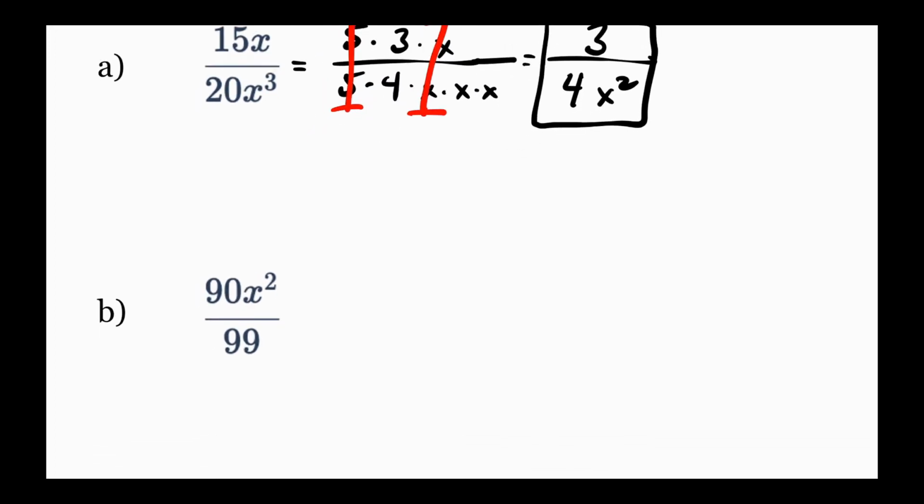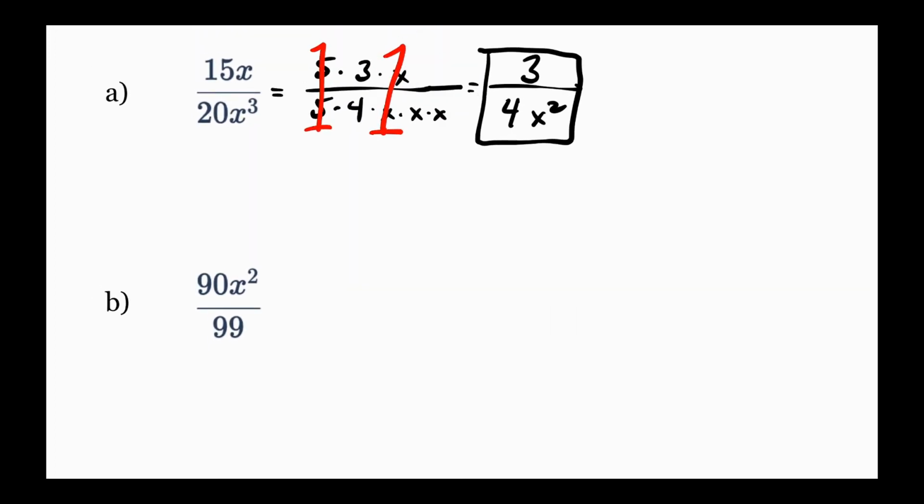Okay. Letter B. Letter B, what is the greatest common factor? Let's do the numbers first. 90 is 9 times 10, right? 99 is 9 times 11. Giant 1. Now let's do X.